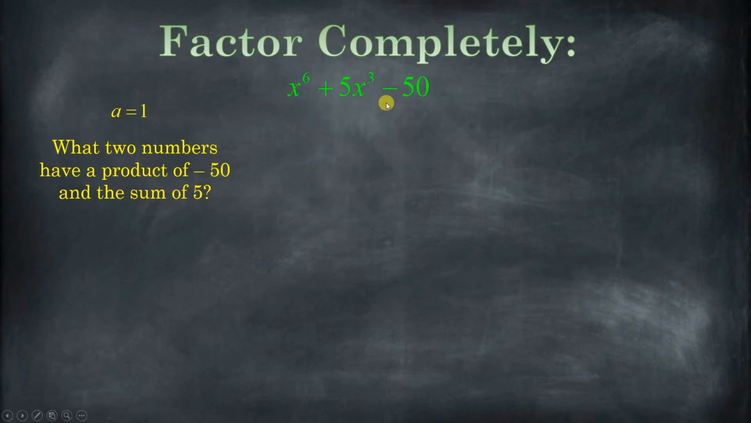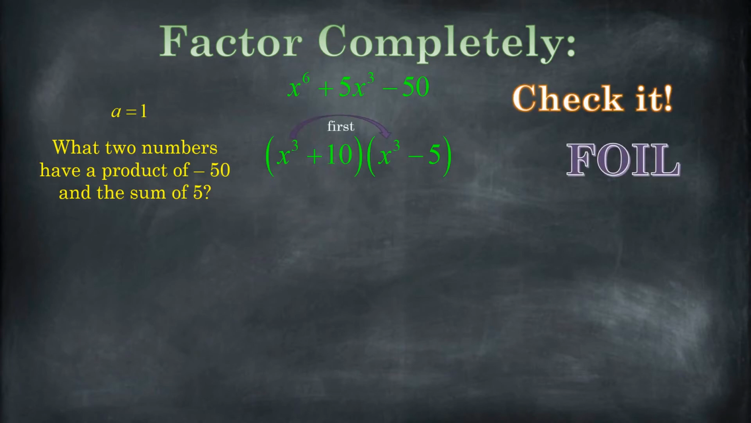So here a is 1, so this isn't x squared plus 5x minus 50, it's x to the 6th plus 5x cubed minus 50. We're going to use the same exact thing. We're going to figure out what 2 numbers multiply to negative 50 and add to positive 5. Well, that's going to be a 10 and a negative 5. And we could check it if we wanted. Let's do that just to make sure that the exponents are working out right.